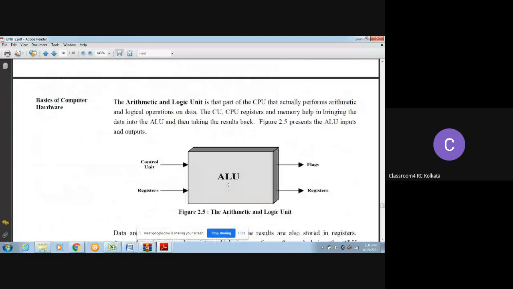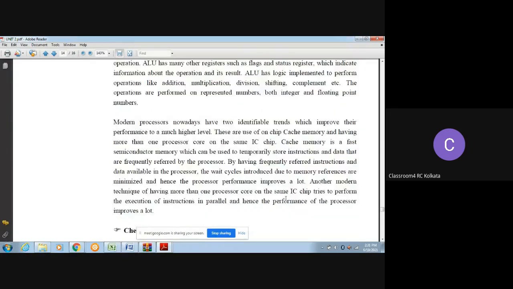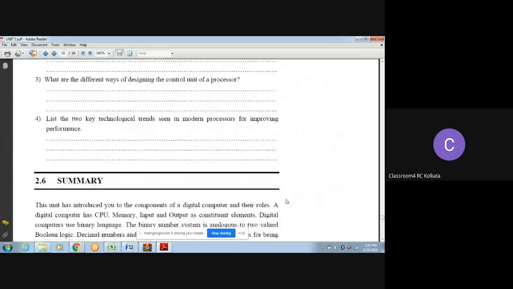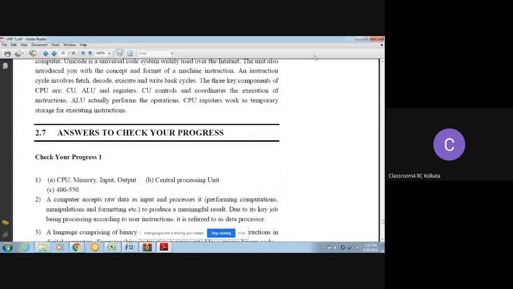Next we come to the arithmetical logical unit. I told you, here all types of addition and logical operations are done in the arithmetical logical unit. This is regarding the second block. Any question regarding the second block, that is unit 2 first block?